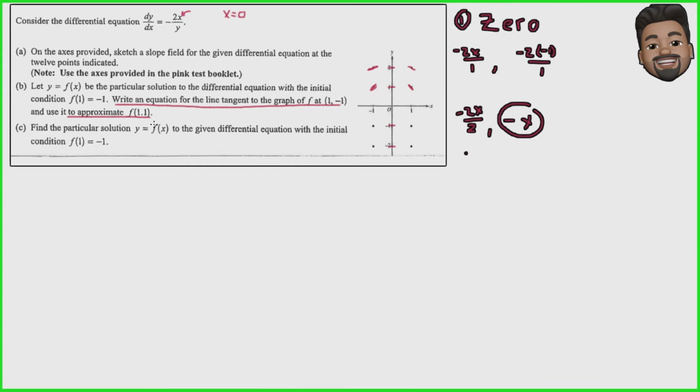Well, I've kind of skipped this question in the previous videos, so why not? Let's just go through part B because it's one that I've skipped. So let's go ahead and do that together.